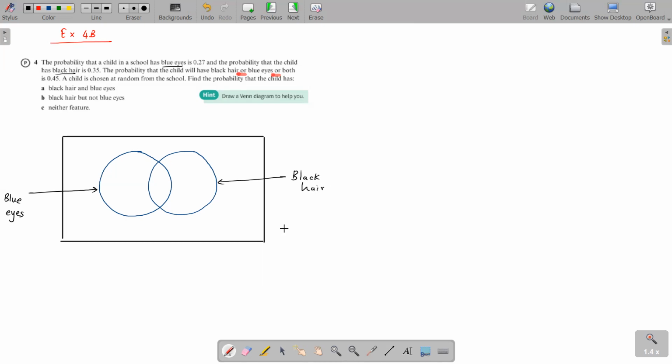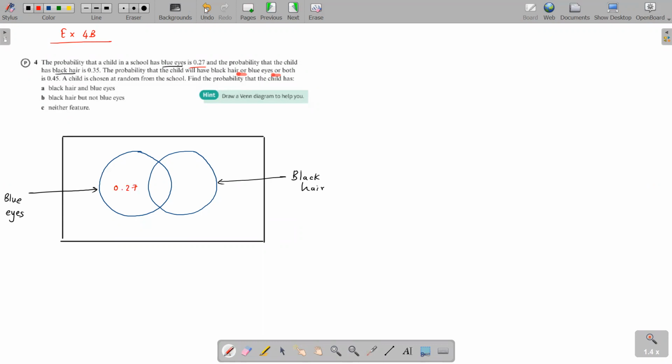Okay, so when it comes to probability, children, remember total probability is equal to 1. I think you recall that the total probability is always equal to 1. So basically they are saying here, the probability that the child has blue eyes is 0.27. So where do I mark 0.27? When they say the child has blue eyes, the probability is 0.27. Are you going to mark 0.27 over here?